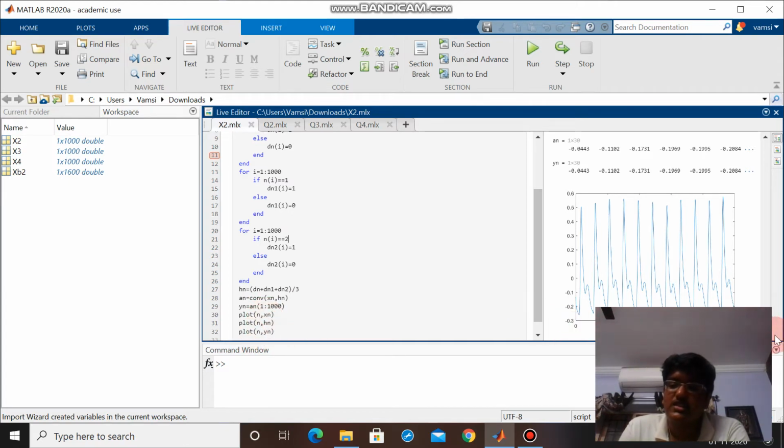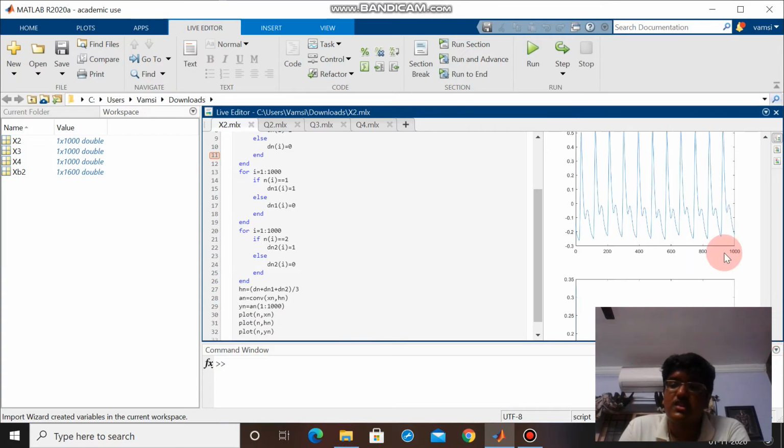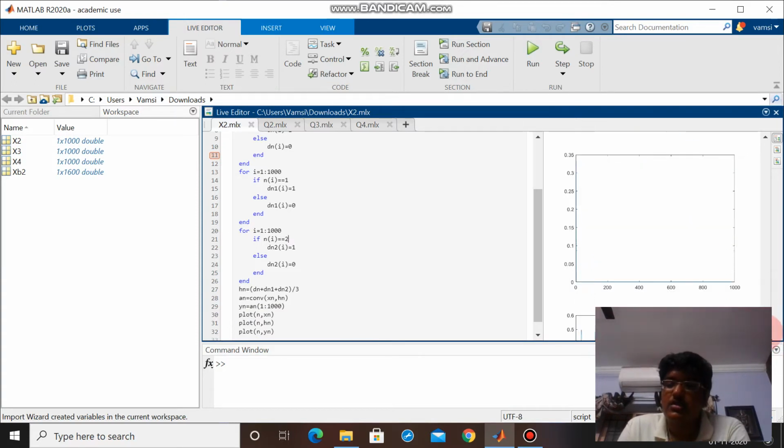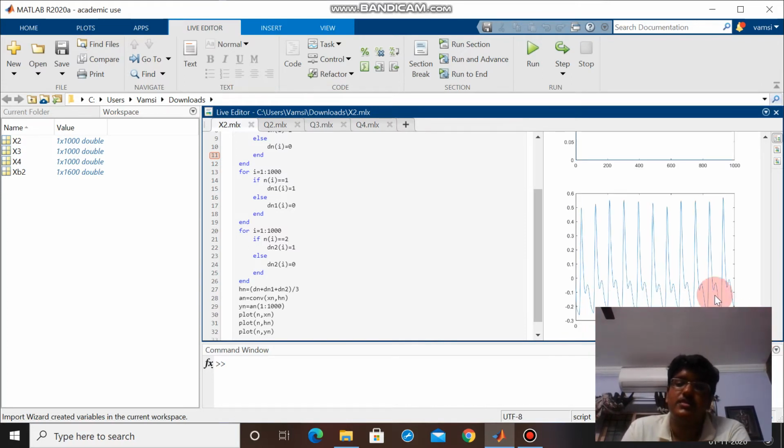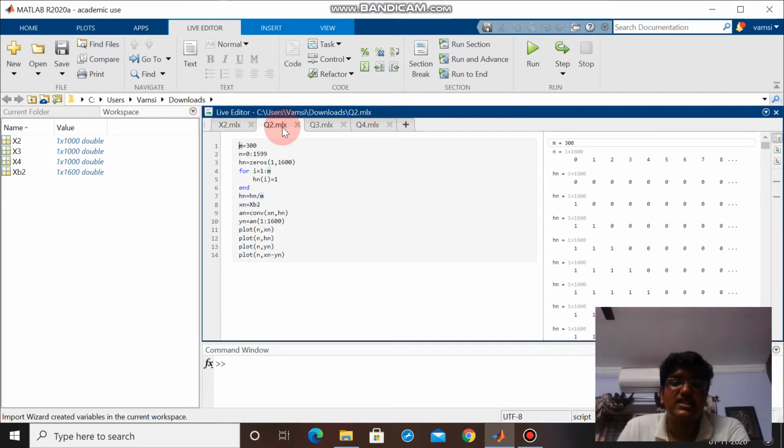As you can see, the output window shows it. This is the input signal, this is the impulse response, and this is the output signal. So this is everything for the first system. Now let's get into the second system.